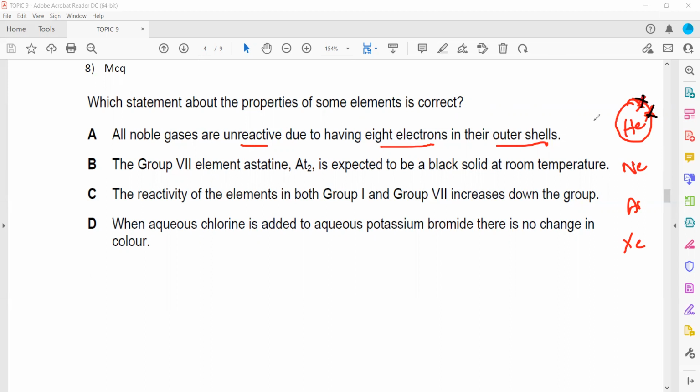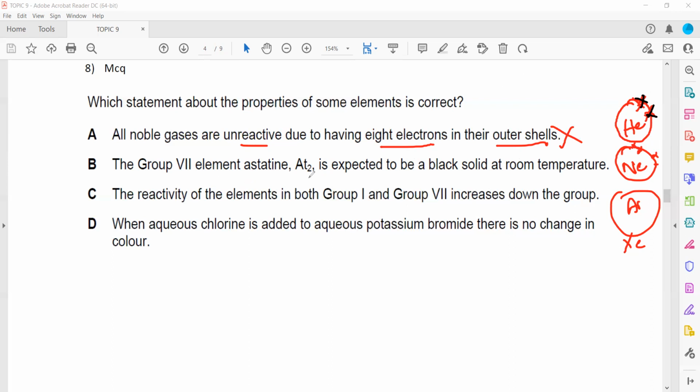Because the shells are complete, that's why they are unreactive. The rest of them will have 8 electrons in the last shell, like neon will have 8 electrons in the last shell. Argon will have 8 electrons, but helium does not have 8 electrons. Helium has only 2 electrons and that is in the first shell, which is complete. So that's why statement A is incorrect.